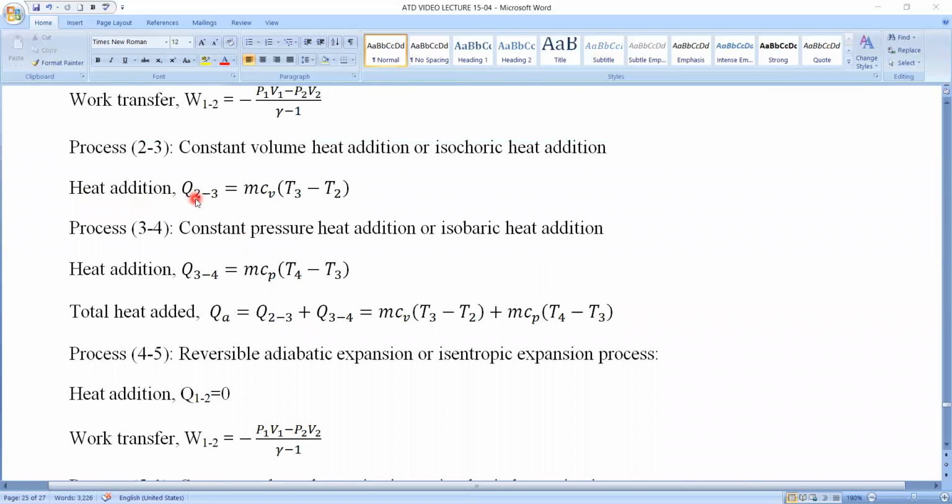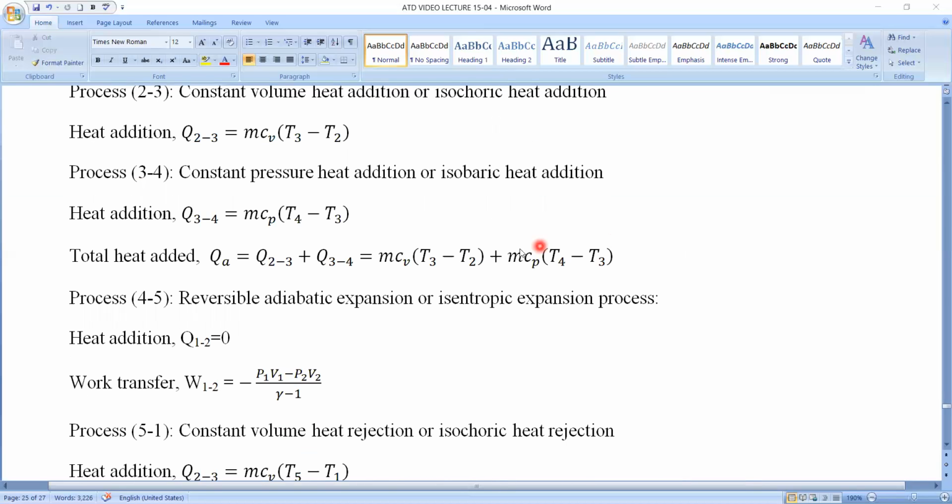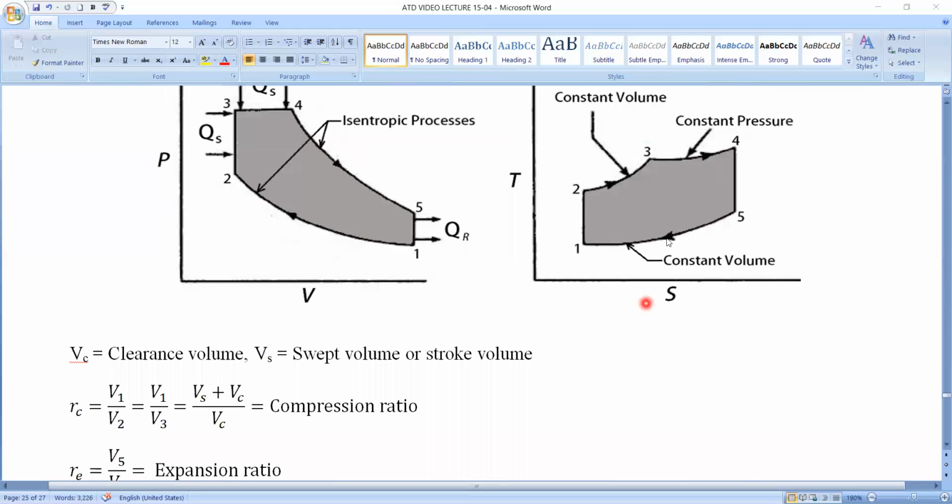So heat addition at constant volume, Q2 to 3, equals mCv into T3 minus T2. Similarly, process 3 to 4, the constant pressure heat addition or isobaric heat addition. The heat addition during Q3 to 4 is given by mCp into T4 minus T3. See, 3 to 4 is heat addition at constant pressure, so T4 is more, T3 is less. So mCp into T4 minus T3.